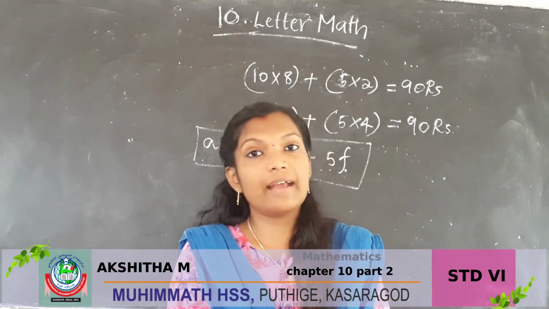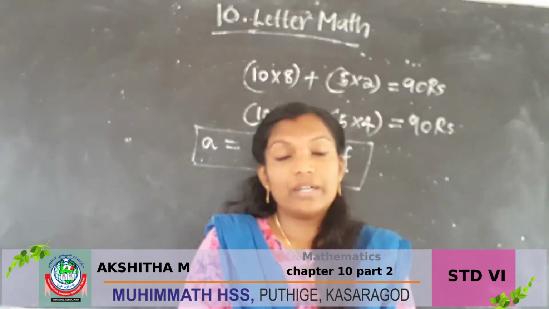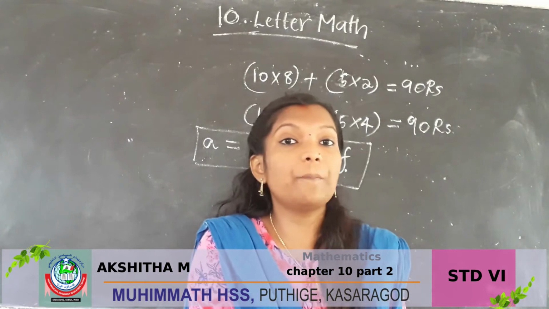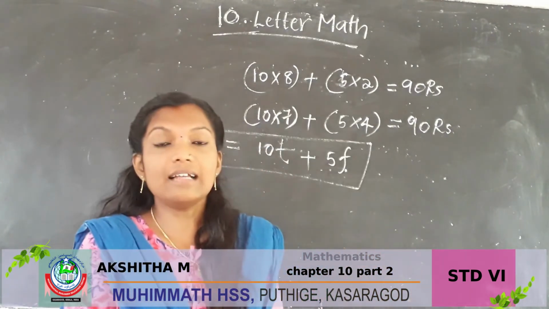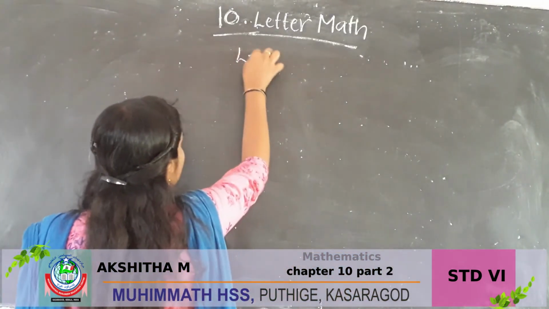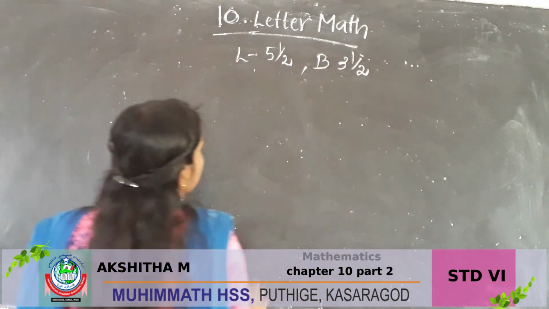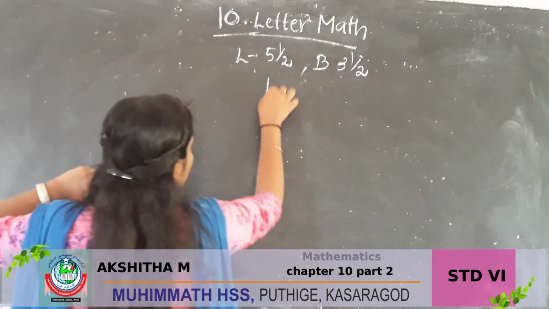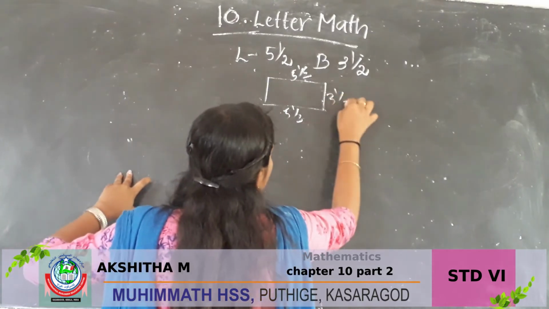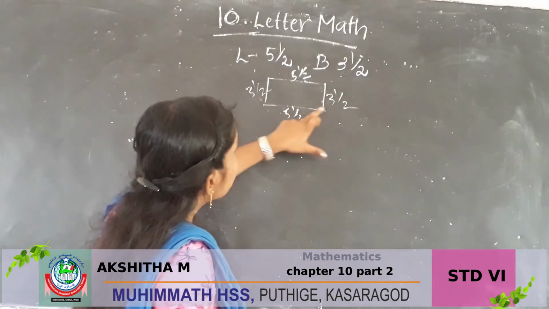We want to make a rectangle with sticks of length 5.5 and width 3.5 centimeter. What is the total length of the sticks needed? So here we have to find out the perimeter of the rectangle. We already know that a rectangle has four sides. Length 5.5 cm, width 3.5 cm. So the four sides are 5.5, 5.5, 3.5, 3.5. We have to find out the total length of the sticks needed.